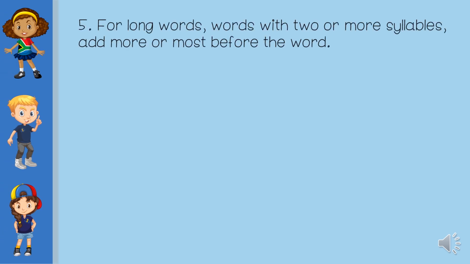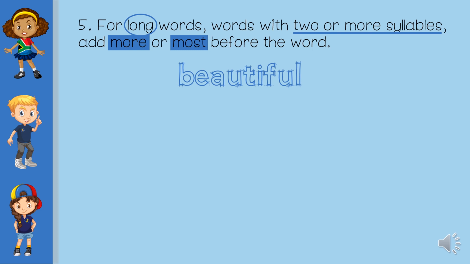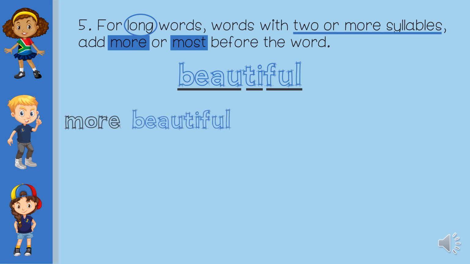Rule number 5. For long words, that's words with 2 or more syllables, 2 of meer lettergrepe, we add more or most before the word. For example, beautiful. If you say the word in its syllables, you'll hear beautiful. Can you see that that's 3 syllables? So, more beautiful and most beautiful.